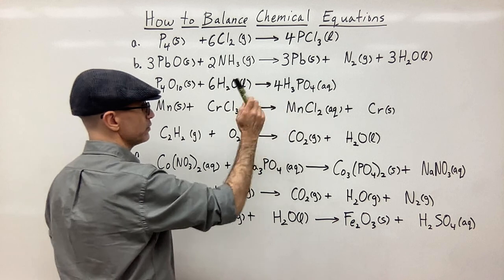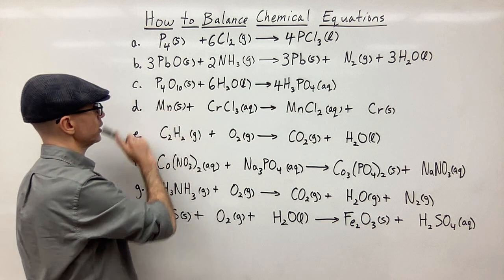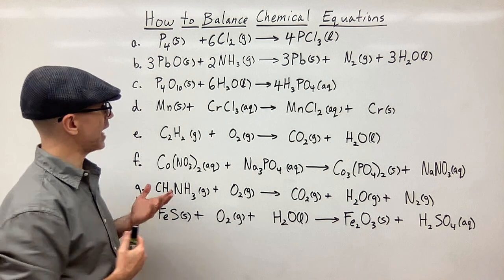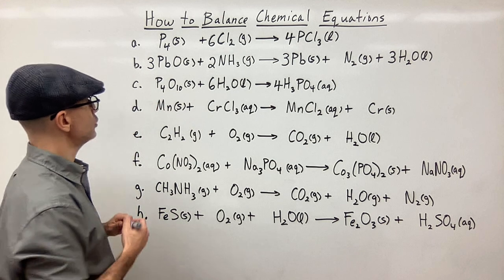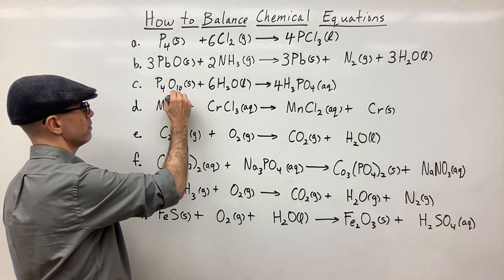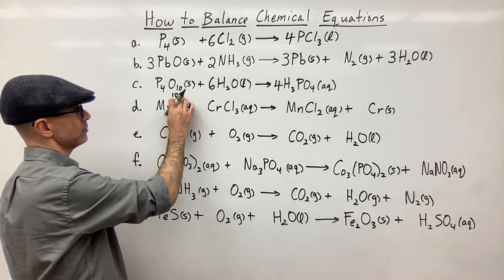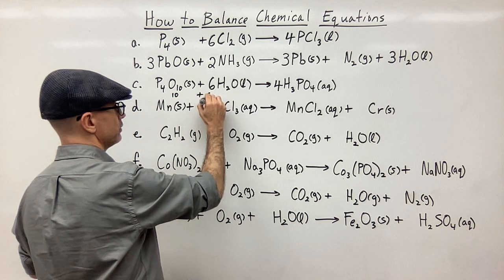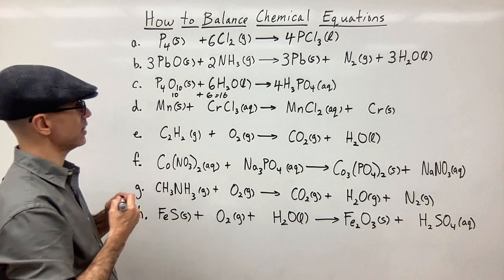4 times 1 is 4 phosphorus. And then 1 times 4 is 4 phosphorus. So my phosphorus and my hydrogen are balanced. Now I just need my oxygens. On this side here, I have 10 total oxygen. I have 6 times 1 is 6. So I have 6 there. So I have a total of 16 oxygen on this side.